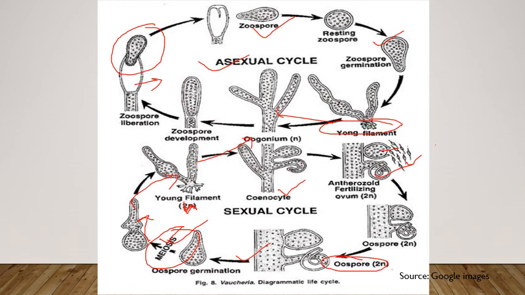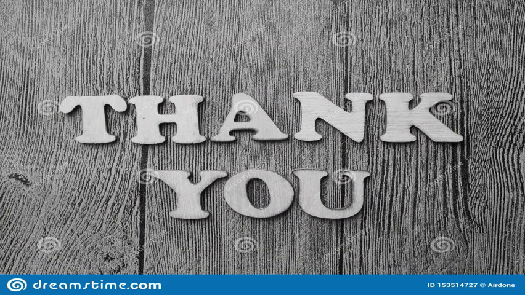So again, the life cycle of Vaucheria is haplontic type. It means most of the phase is haploid, but only the zygote represents the diploid. So this is all about today's discussion.